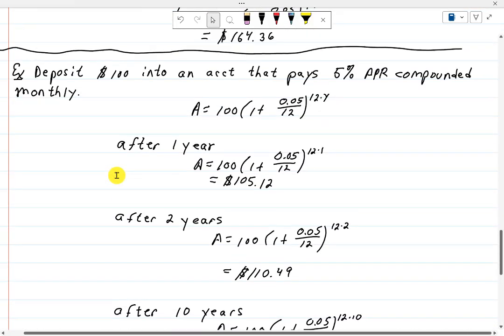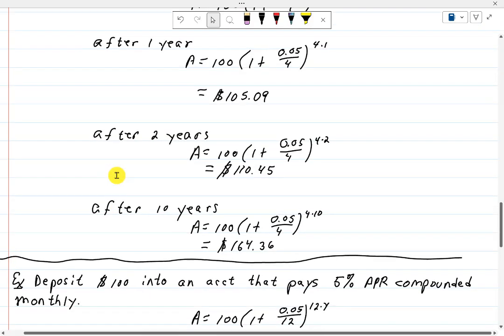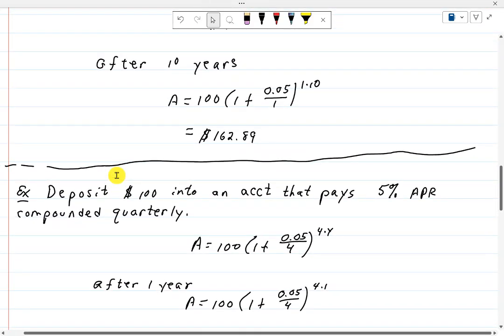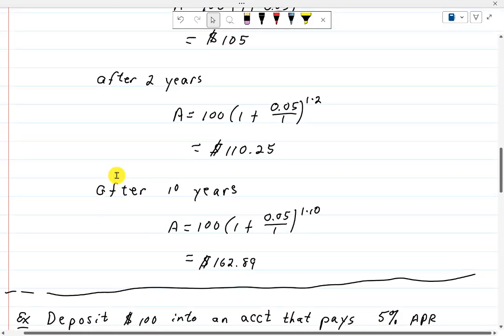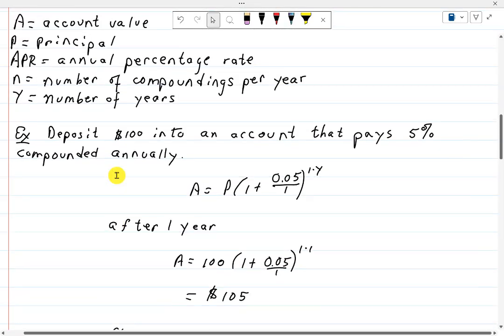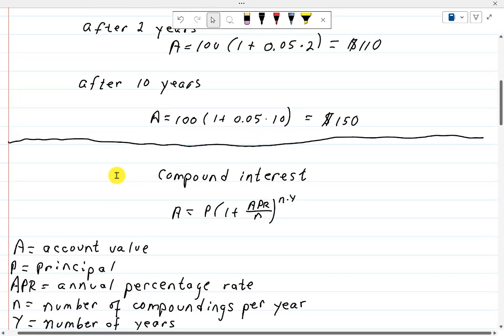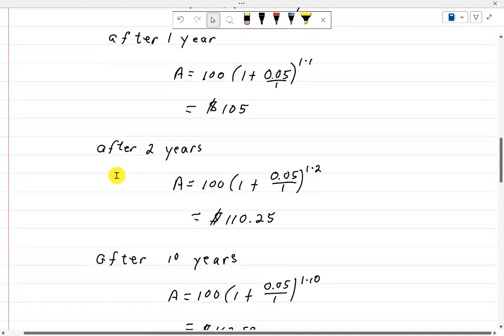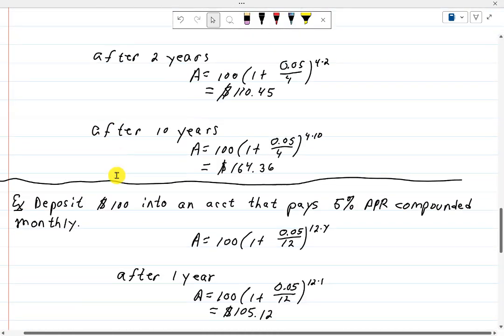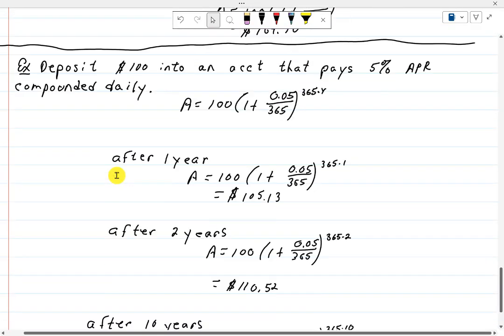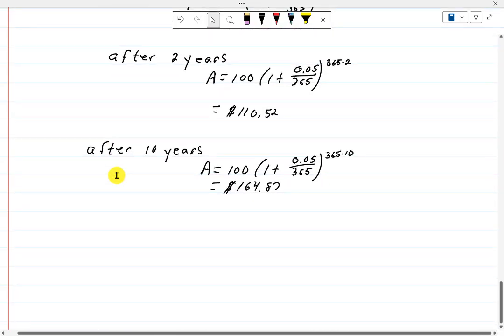Now keep going back here. Remember 164.36? 162.89. This one here was annual compounding. And then come back to here. Simple compounding had the lowest amount. So we went from 150 all the way to 164 something. 164.87.